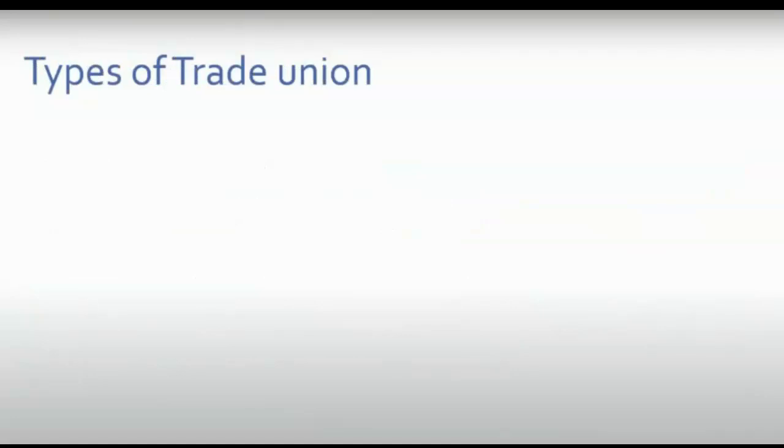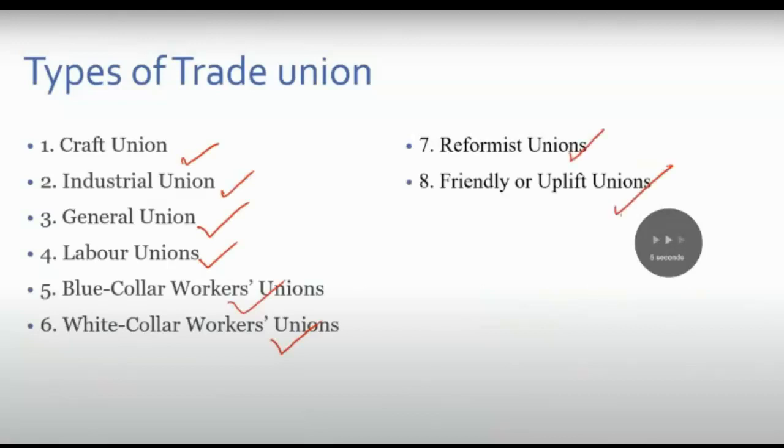Next we have is types of trade union. So what are the different types of trade union we have? So we have 8 different types of trade union. One is called the craft union. Second is called industrial union. Third is called general union. Fourth is called labor union. Fifth is called blue collar worker union, sixth white collar worker union. Seventh is reformist union, and eighth is friendly or uplift union. So there are different types of union, and every union has different tasks to do. Let's go one by one.